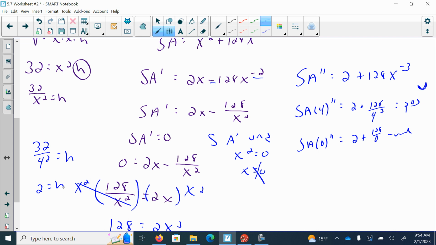So do you get a height of 2? Yes. So my box is going to be 4 inches by 4 inches by 2 inches. Yes. Good. Good.